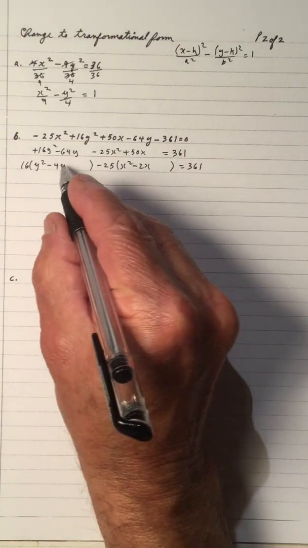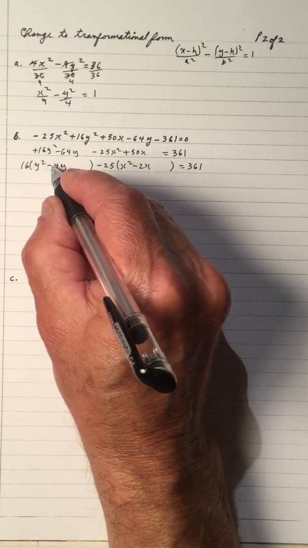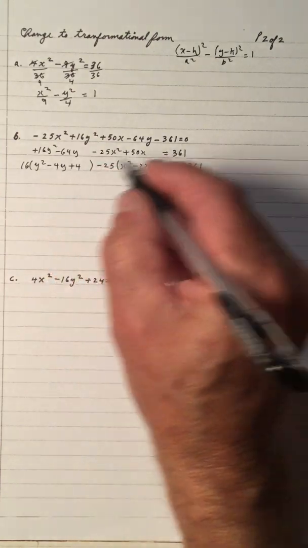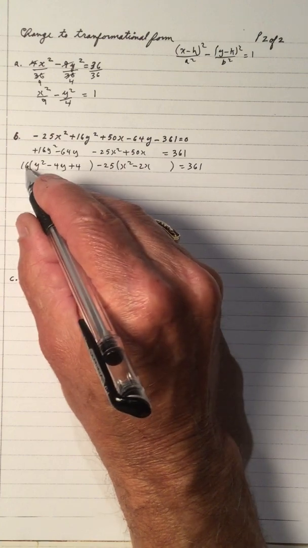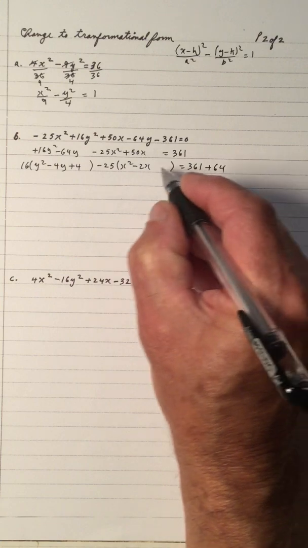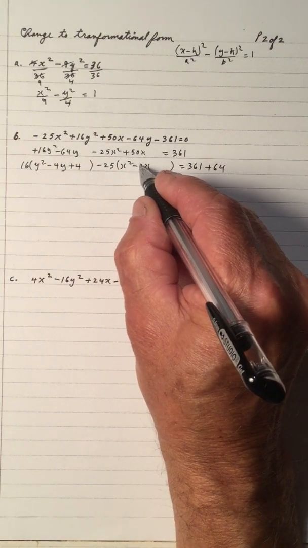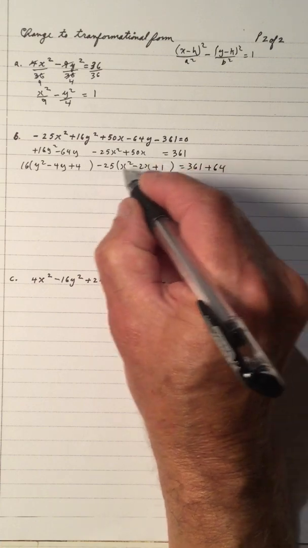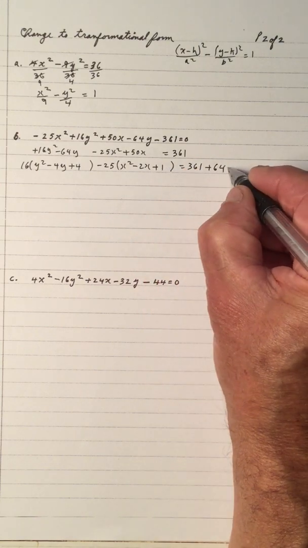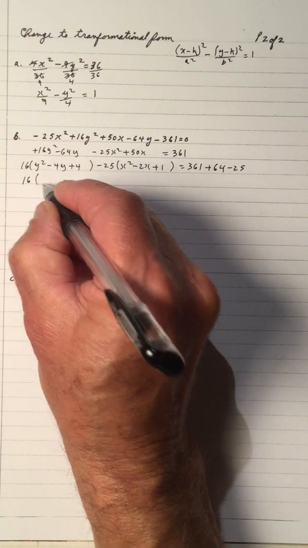Now we want to make this a perfect square trinomial. Half of negative 4 is negative 2, squared is 4. So when we put the 4 here, we multiply 16 by 4 to get 64, so we'll add it on. Then take half of negative 2, which is negative 1, squared is 1. We multiply to balance it out: negative 25 times 1 is negative 25.